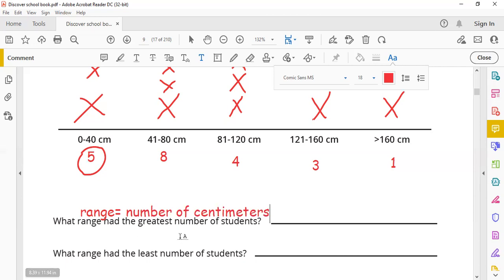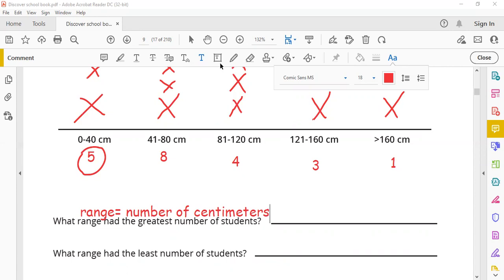What range had the greatest number? He wants us to say, what is the number of centimeters that has many students? Yes, Salah Eddin. Salah Eddin, do you have a question? No. If you don't have a question, put your hand down.